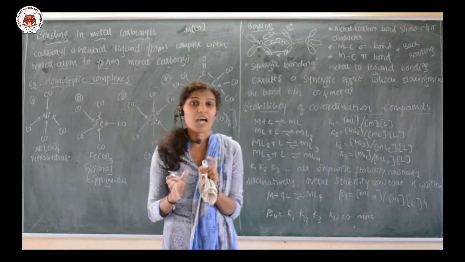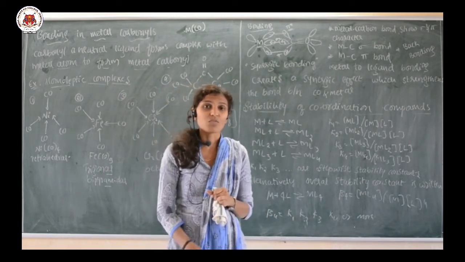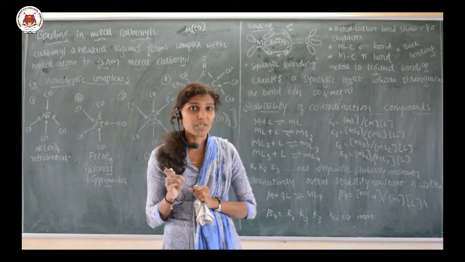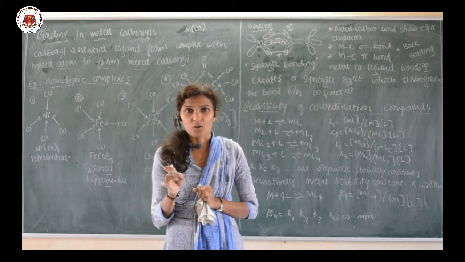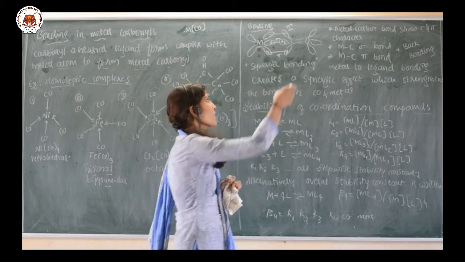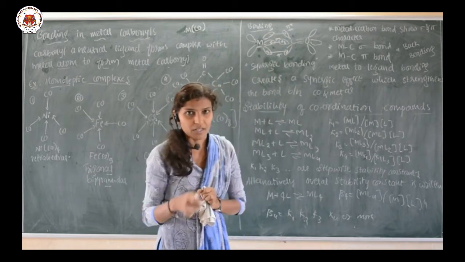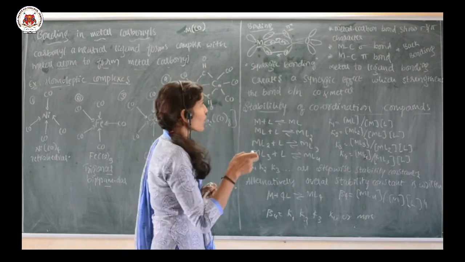The metal and carbon bond shows two characters, that is sigma character as well as pi character, and a metal to carbon sigma bond formation will be there. How is it formed? By the donation of the lone pair of electrons from the ligand. Which is the ligand? Carbonyl. In that, the carbon electrons are donated towards the metal. So there is a formation of the sigma bond.